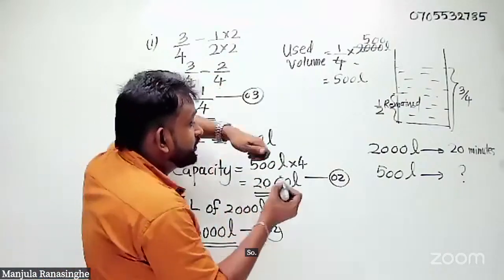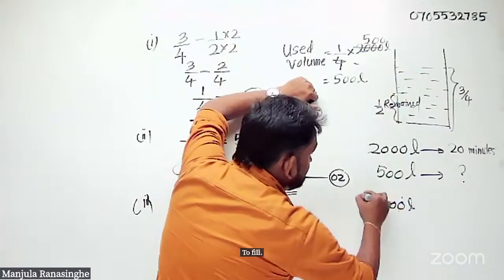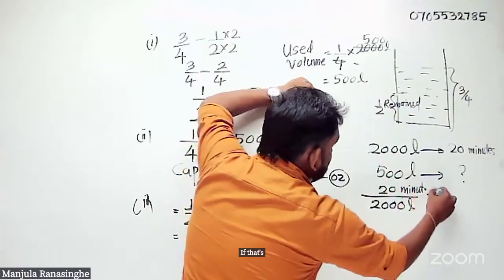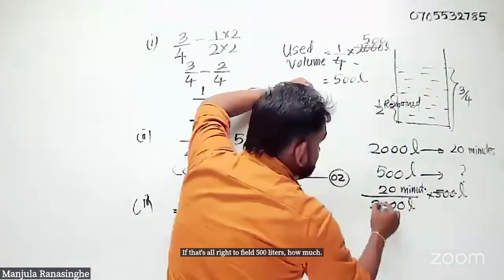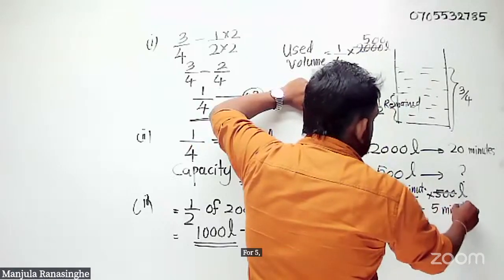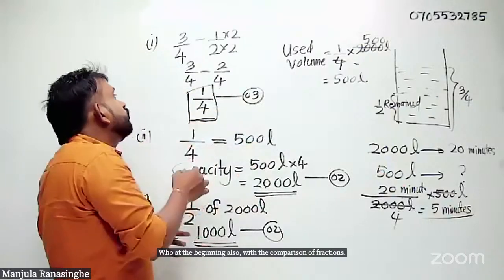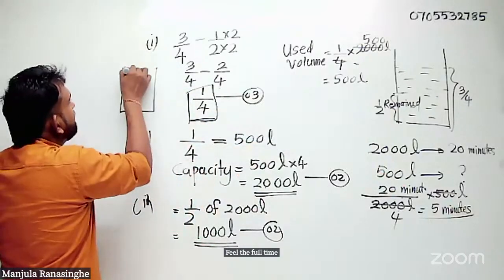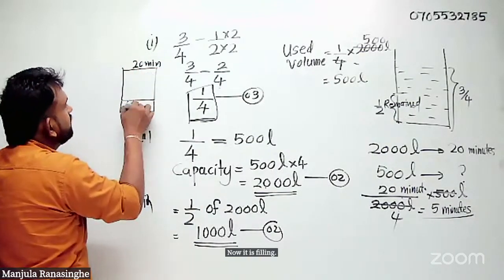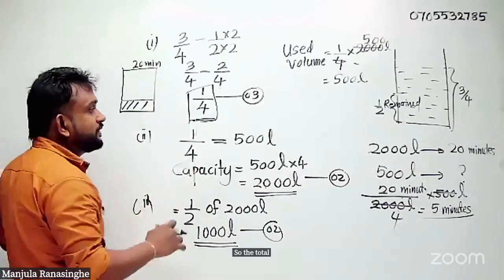So in the other way, here you can develop a ratio. To fill 2000 liters, it takes 20 minutes. If that's so, to fill 500 liters, how much? Just the same concept, 20 divided by 4, 5 minutes. At the beginning also, with the comparison of fractions, to fill the full tank takes 20 minutes. Now it is filling one fourth of it because the used volume is one fourth of the tank. So the total divided by 4, that's the time taken.